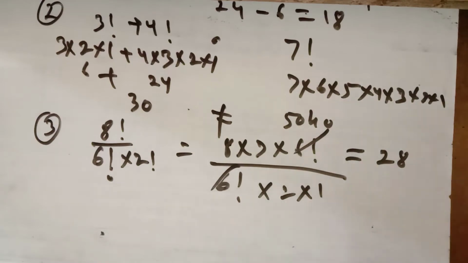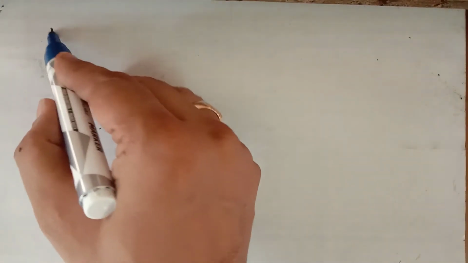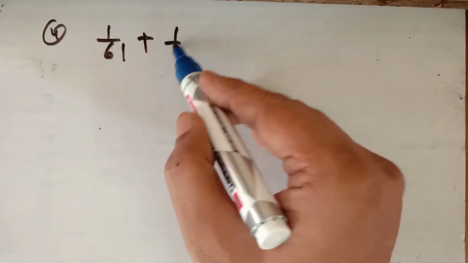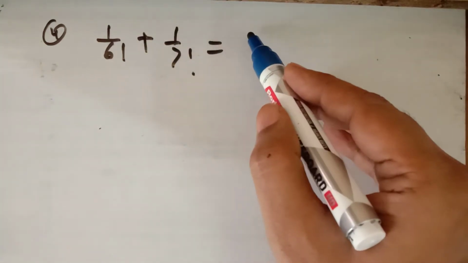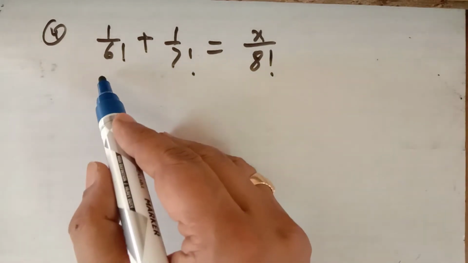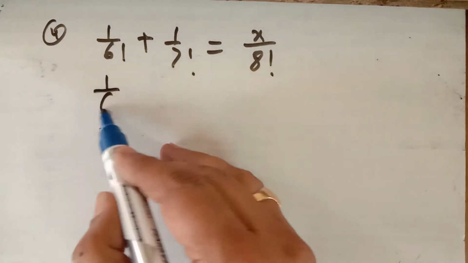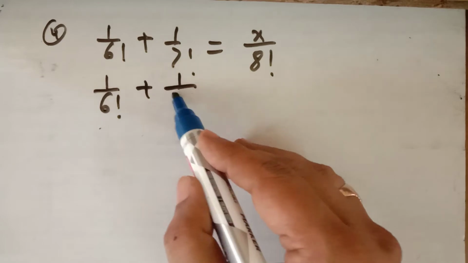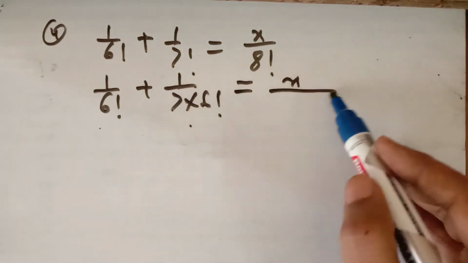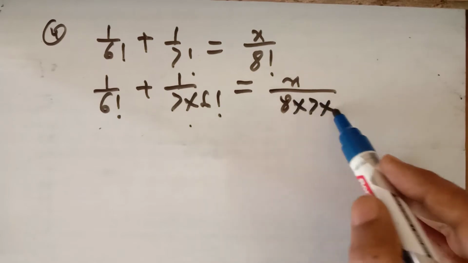Question number 4 is a very simple exercise based on the factorial. Now in question number 4, you have to find the value of x: 1 upon 6 factorial plus 1 upon 7 factorial is equal to x upon 8 factorial. So you can write like this: 1 upon 6 factorial, and 1 upon 7 into 6 factorial. You can write 7 factorial like this. For 8 factorial, you can write 8 into 7 into 6 factorial.